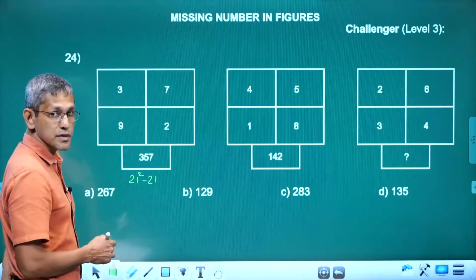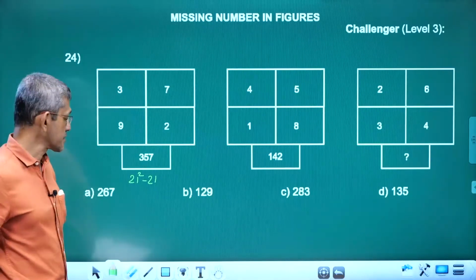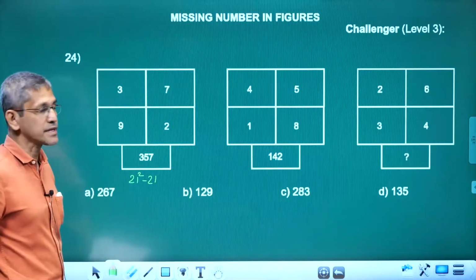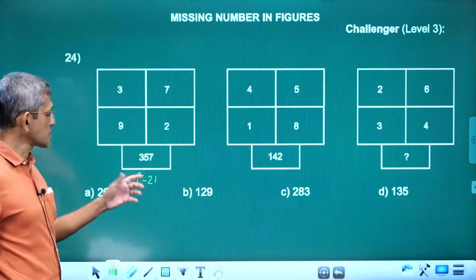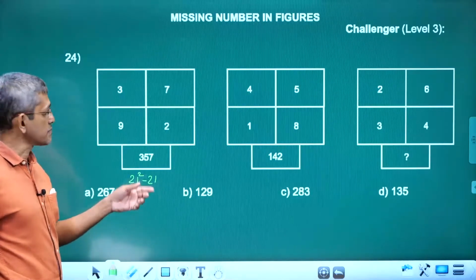441 minus 21. What is that? 420, right? But here what we have is 357. How do we get that 357 from 21 square or any other possible combination of these numbers?